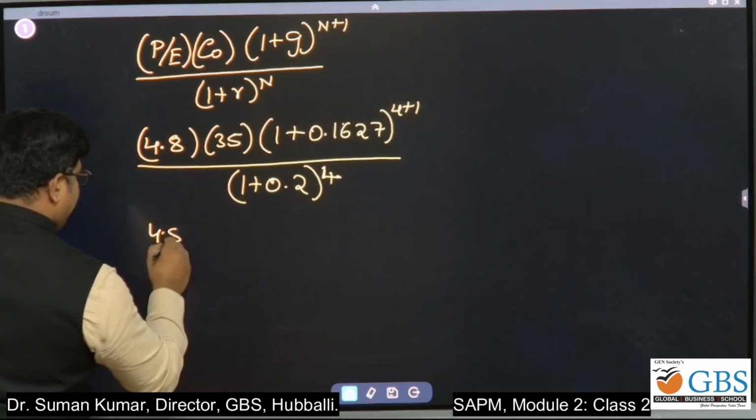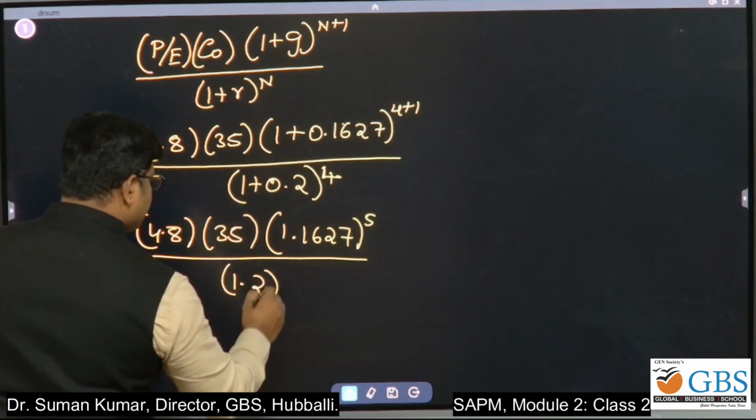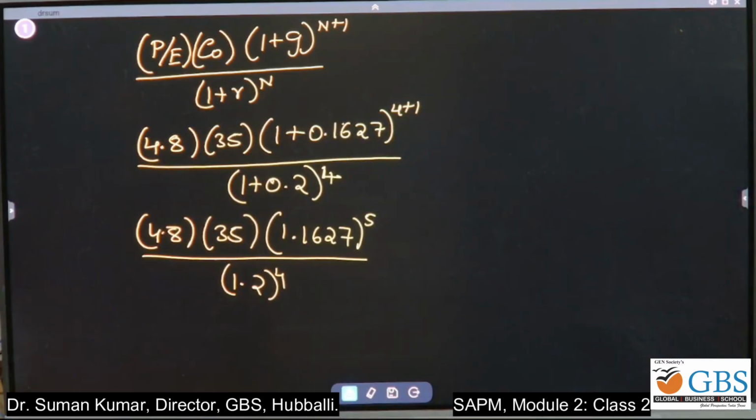That's it. Now, first 4.8 into 35 into 35. This becomes 1.1627 raised to 5 whole divided by 1.2 raised to 4. First, we need to do 1.1627 raised to 5, multiply 35 into 4.8. 1.1627 raised to 5.